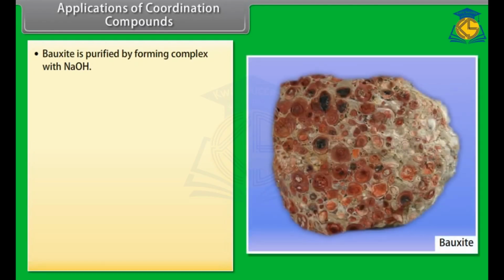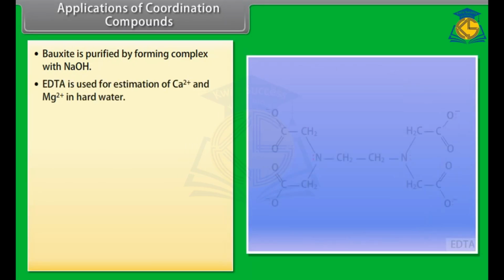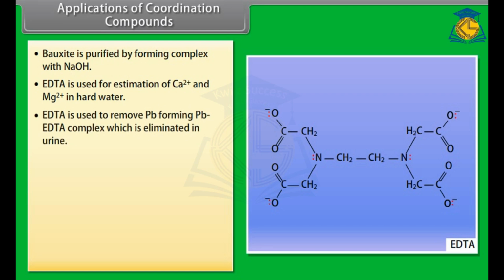Applications of coordination compounds. Some important applications of coordination compounds are following. Bauxite is purified by forming complex with NaOH. EDTA is used for estimation of Ca2+ and Mg2+ in hard water. EDTA is used to remove Pb forming Pb-EDTA complex, which is eliminated in urine.